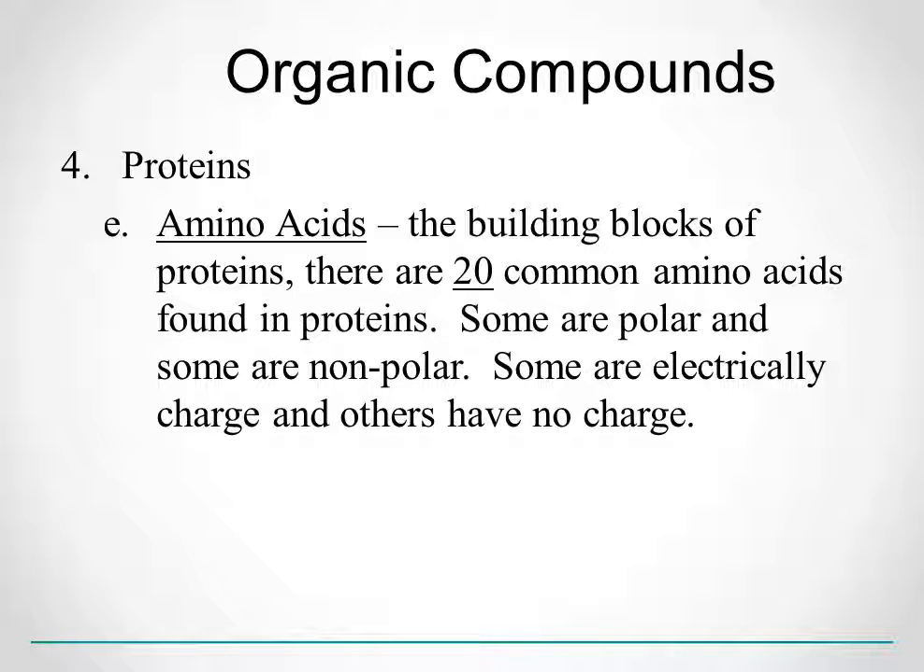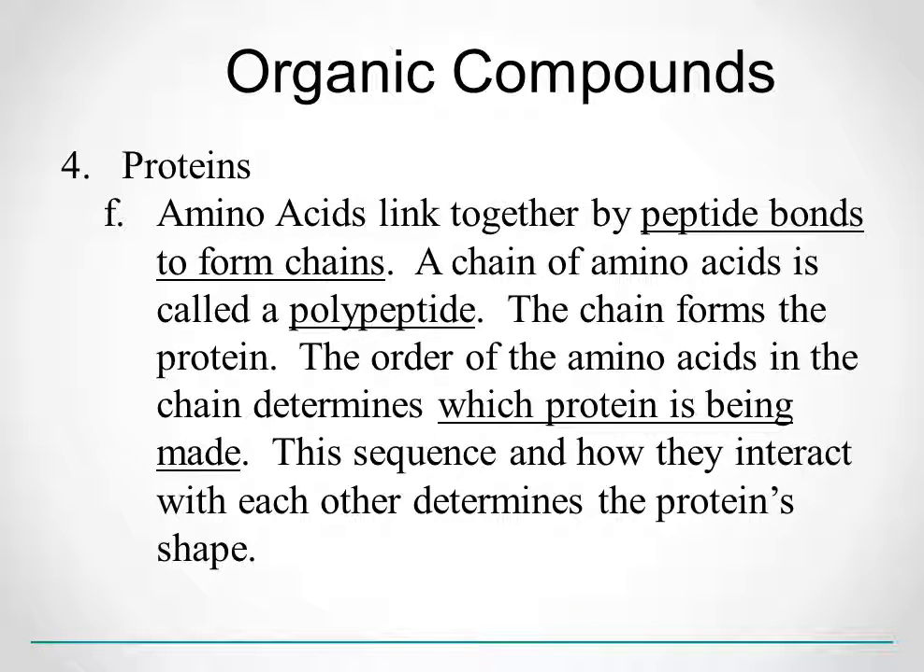So we talked about amino acids. So again, amino acids are the building blocks of protein, but there's only 20. Some are polar, some are non-polar. Some have a charge, some don't have a charge. Okay, but each of them are linked together by a special bond called a peptide bond.